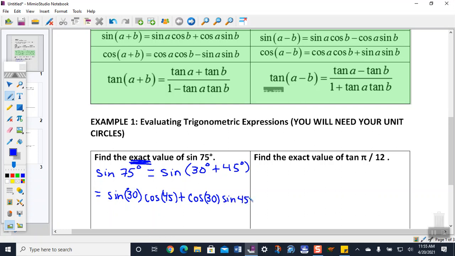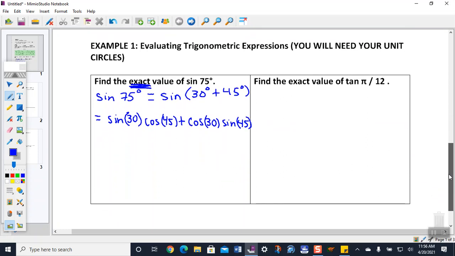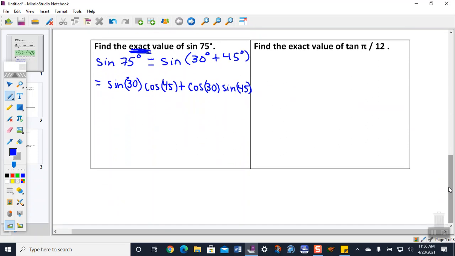Okay, so this is where things get kind of interesting for us. We're going to evaluate this here to get an exact value. So we've used the formula up there. I'm going to roll down here quickly. So guys, on your unit circle, what is the sine of 30? What do they give you as a sine of 30 on your unit circle? 1/2, you said, Katie? Okay, so the sine of 30 is going to be 1/2. I'm going to write that right here.